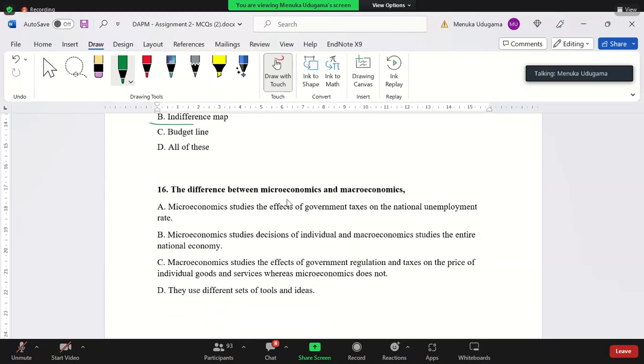The difference between microeconomics and macro: micro studies the effects of... Microeconomics studies decisions of individuals, whereas in macroeconomics you study the entire national economy, or the bigger picture.